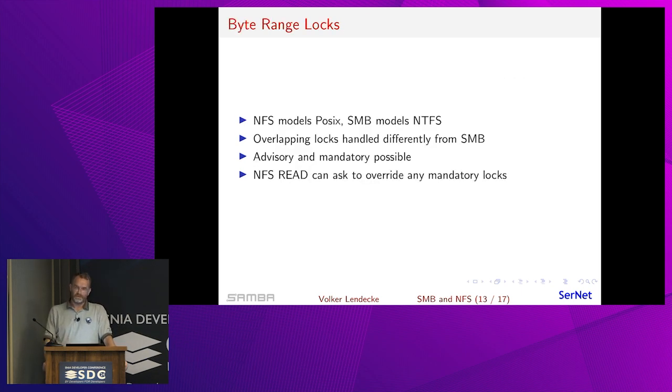Byte range locks differ slightly. In particular, overlapping locks are handled differently. But I think that is something we can deal with. One interesting thing is that NFS read can explicitly ask for overriding mandatory locks, even though we have mandatory locks. So if somebody has an exclusive lock on a byte range, the NFS client can still override this. A super read, yes.